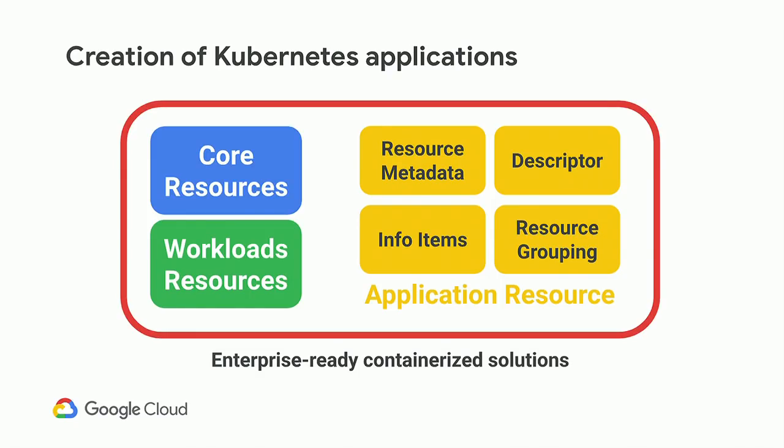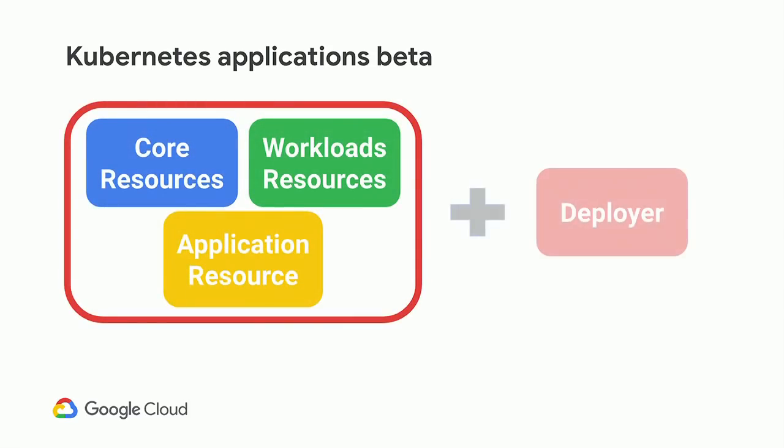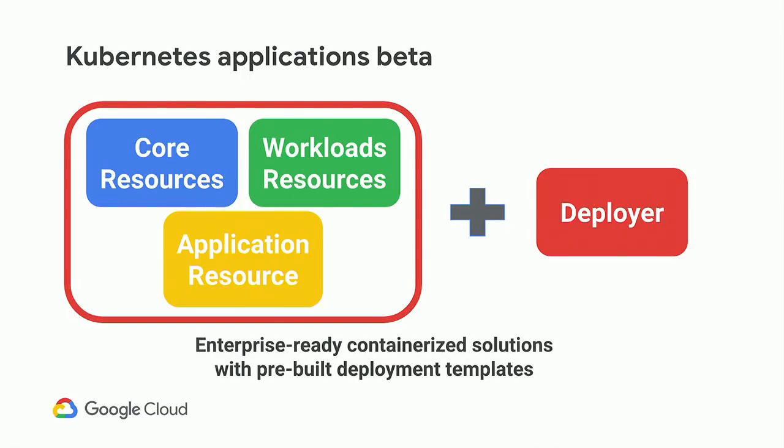We then went one step further. We saw that customers were using Helm charts for the deployments of these applications. And so we went ahead and added a deployer in the GCP Marketplace that really helps you deploy these apps anywhere, on-prem or in the cloud. And so we've now created these Kubernetes applications. We announced the beta last year, and these are available in the GCP Marketplace. Enterprise-ready, containerized solutions with pre-built deployment templates.